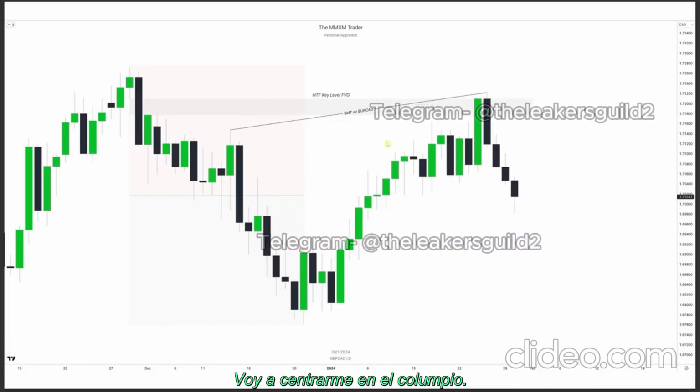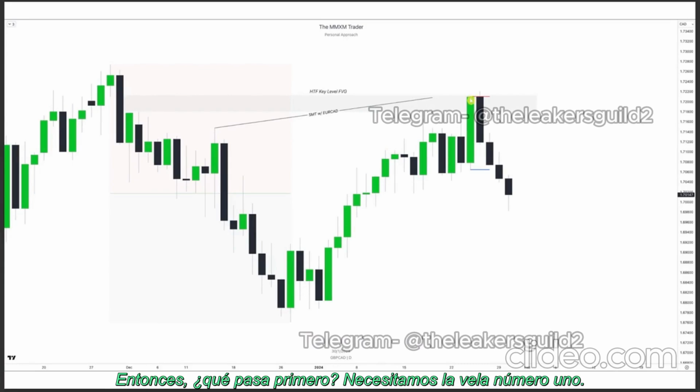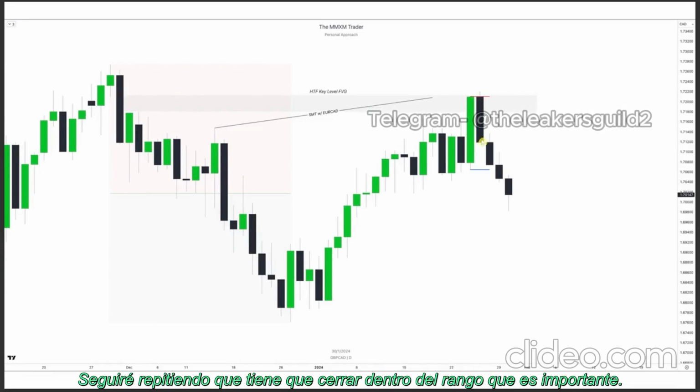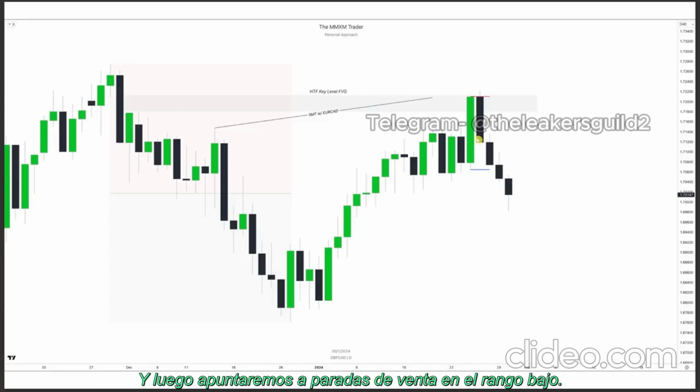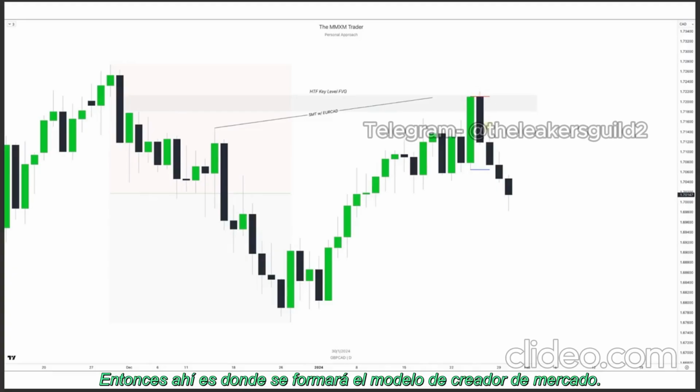We're going to be focusing on the swing. So what happens first? We need the candle number 1. We need those buy stops raided, right? And then the second candle, I will keep repeating it, has to close inside of the range. That is important. And then we're going to be aiming for the sell stops on the range low of that candle from that swing high point. So that's where the market maker model will form.